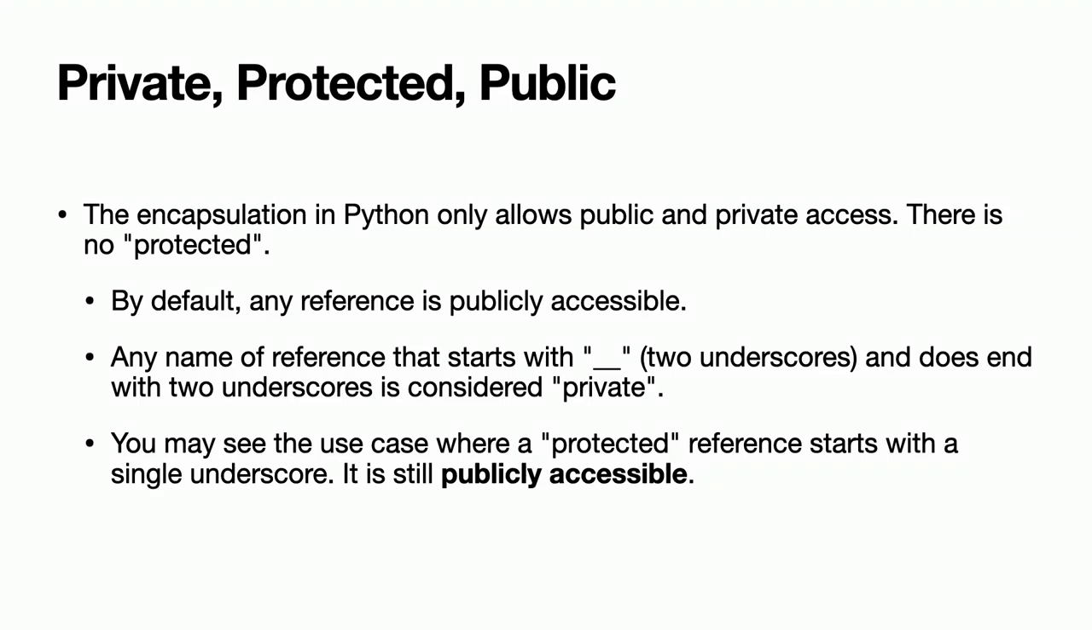So, private, protected, and public. In Python, technically there are only two types of accessibility: one is public and one is private. There's no such thing as protected. By default, everything is public. And the only way that the interpreter will know that something is private is when you have two underscores in front of it, not after the name of the reference. That's how it understands whether this is actually private or public.